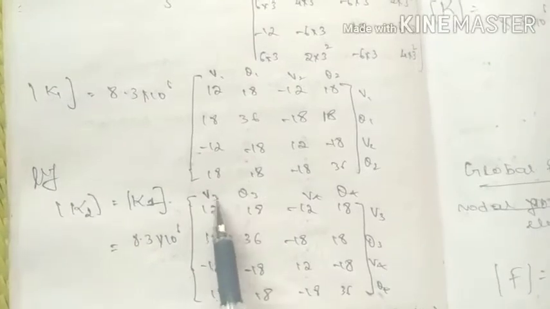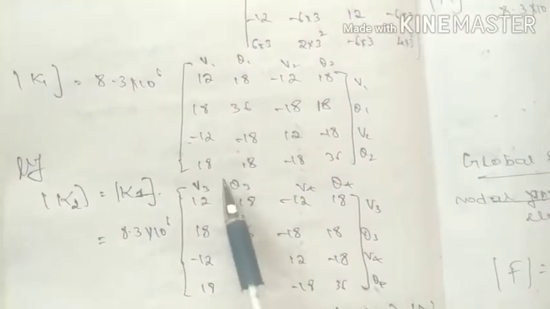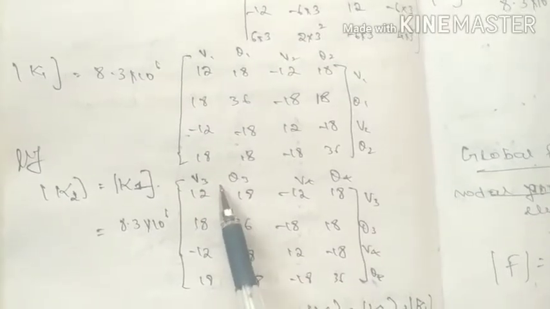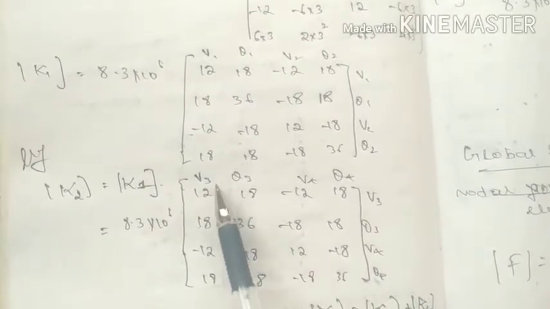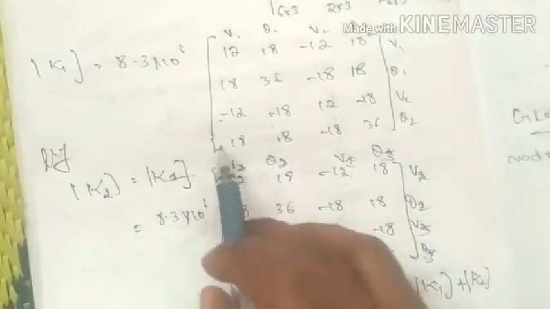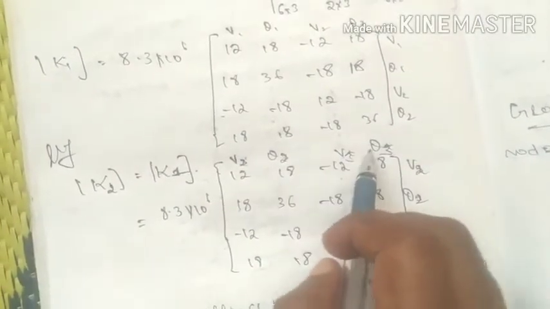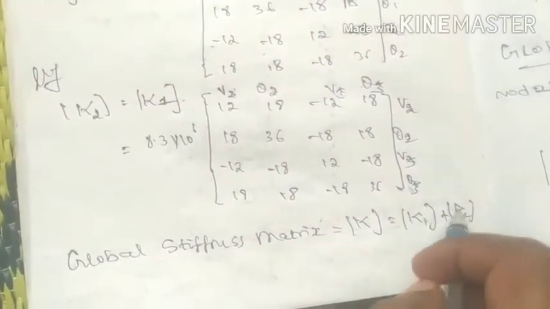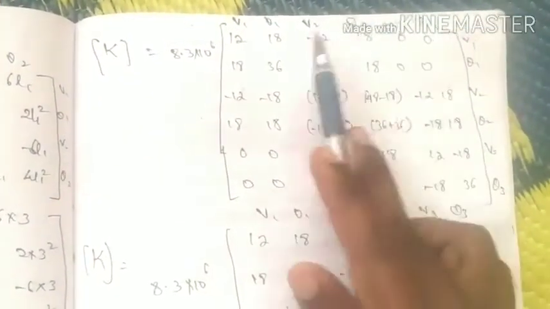But the corresponding node numbers are going to change, the nodal displacements, which are with respect to element 2, with respect to nodes 2 and 3. Therefore this is V2 theta 2 and this is V3 theta 3. Now we have found the individual stiffness matrices. We need to find the global stiffness matrix, that is K is equal to K1 plus K2. As usual, you will get a 6 cross 6 matrix. This is the K, global stiffness matrix.